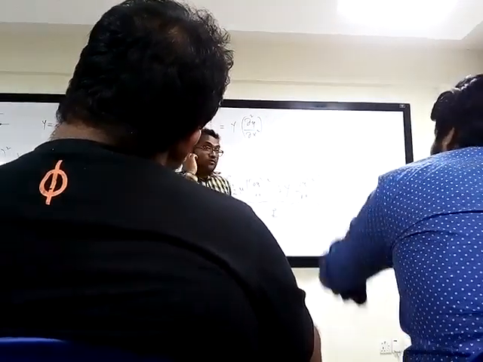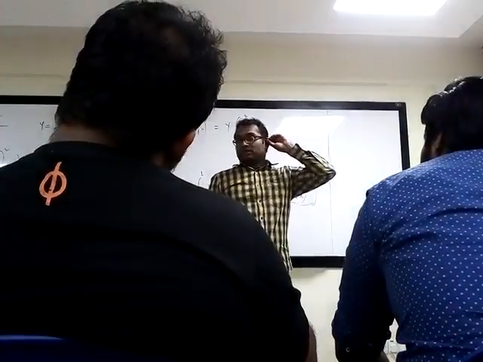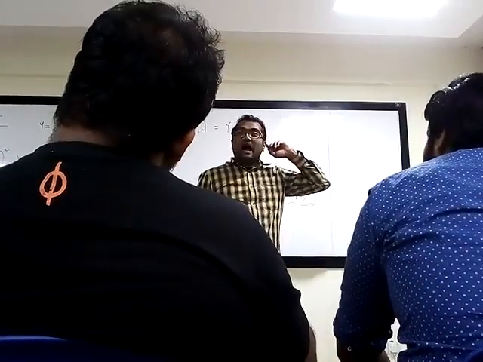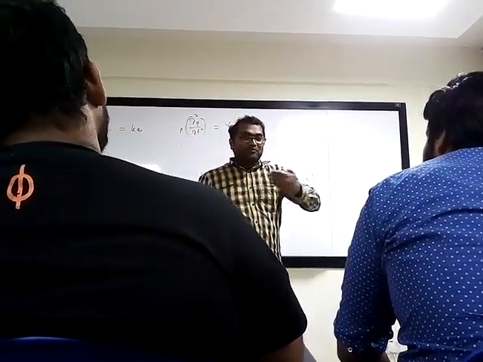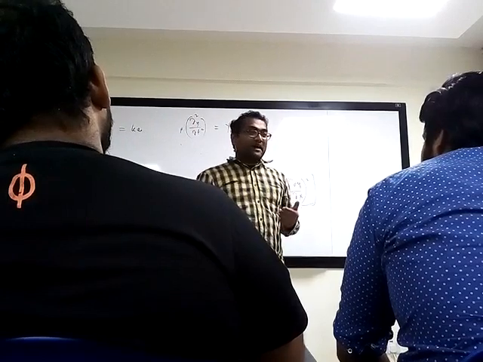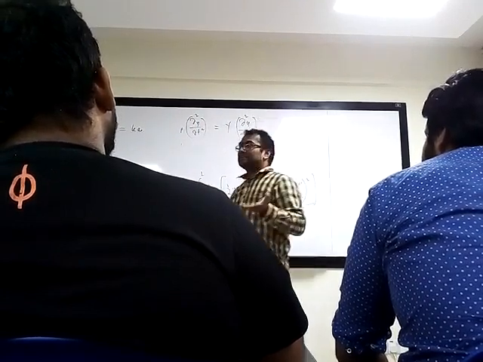dx squared dt squared. What is this? This is a wave. And what kind of wave is this? What kind of wave can you have in a rod with a longitudinal vibration? What kind of wave is this? Sound. It's a sound wave, right?